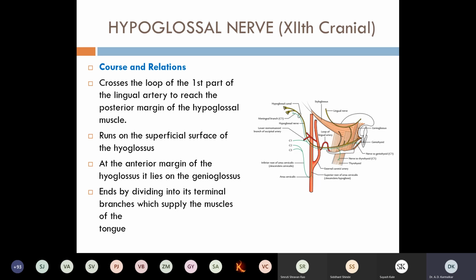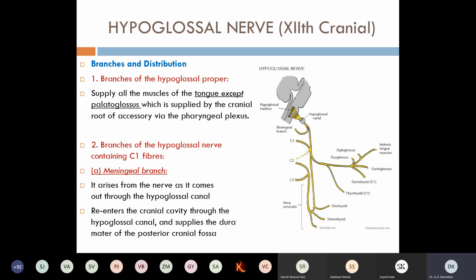It is called ansa cervicalis, just on the carotid sheath. Because when we are going to see the nerve supply, you should know of this. Okay, so this is overall the course and relations of the hypoglossal nerve, the nuclear component. What are the branches now? Very easy to remember the branches. The branches from the hypoglossal proper, and the branches from the hypoglossal nerve containing the C1 fibers.